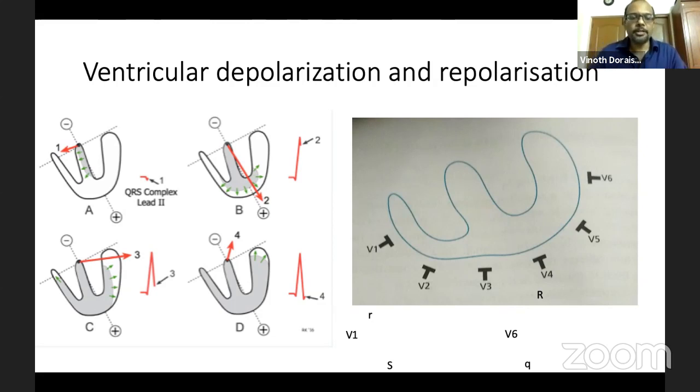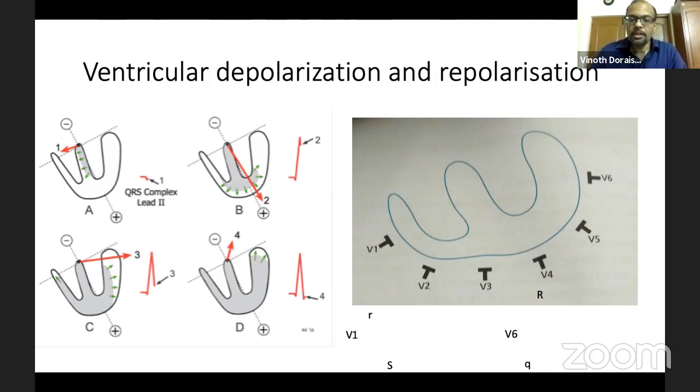Because the depolarization happens from endocardium to epicardium, the repolarization will happen in the opposite direction, from epicardium to endocardium. So the part of the heart which depolarizes last will repolarize first. This depolarization can be simplified and tell us how we get the QRS complex.